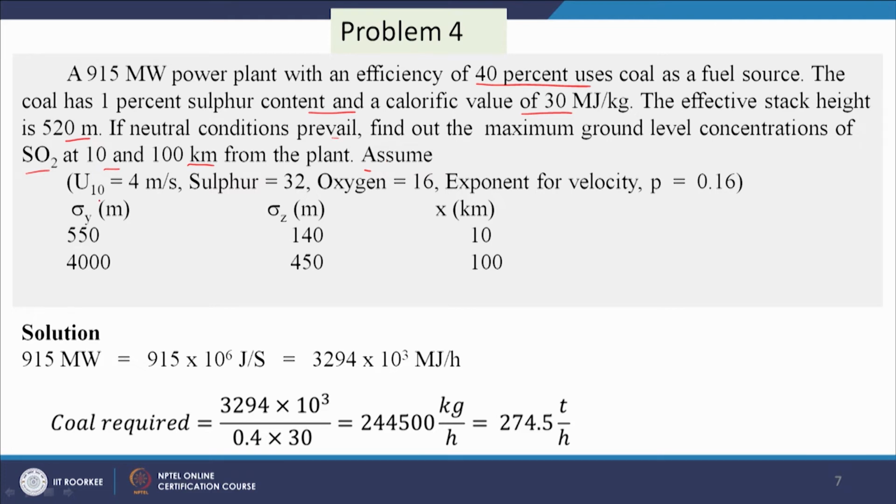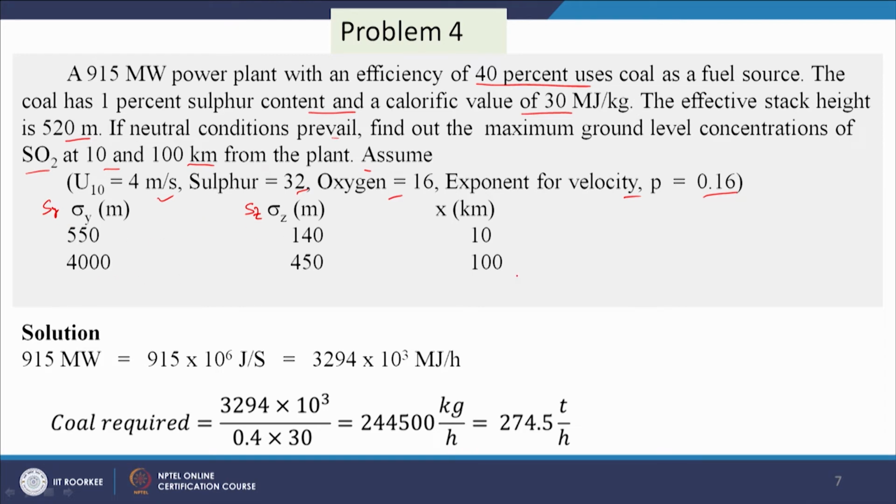Assume that U10, that is wind speed at 10 meter height, is equal to 4 meter per second, sulfur molecular weight is 32, oxygen 16, exponent for velocity is equal to 0.16, and sigma y and sigma z, or SY, SZ, we have also discussed in the previous class. We have discussed SY, SZ in the previous class, and this is our different distance. The SY, SZ values are given.